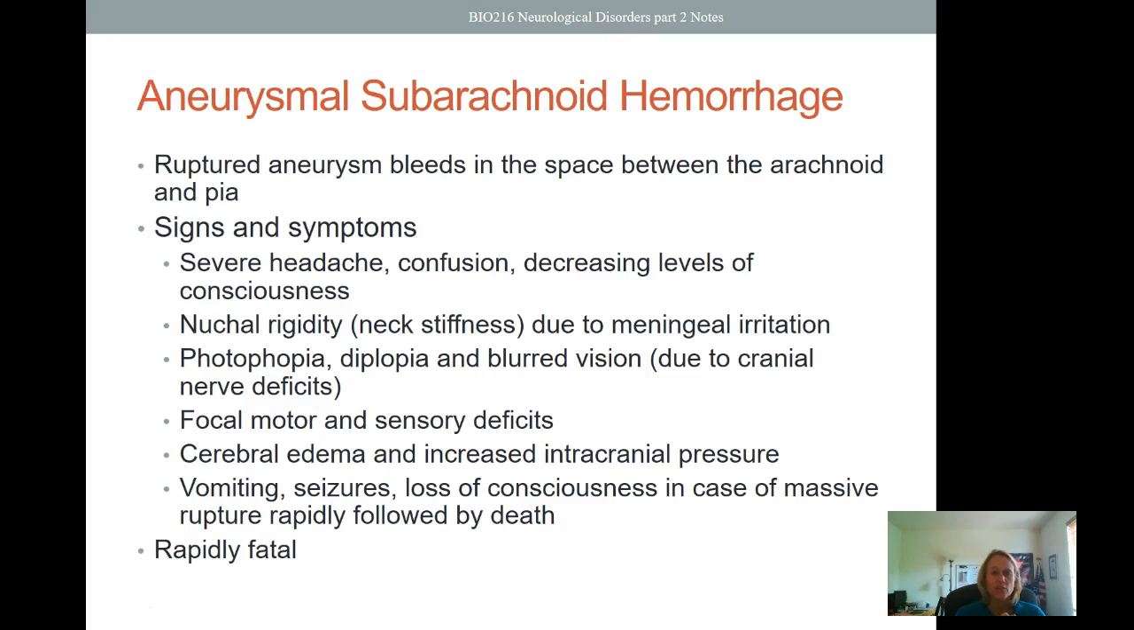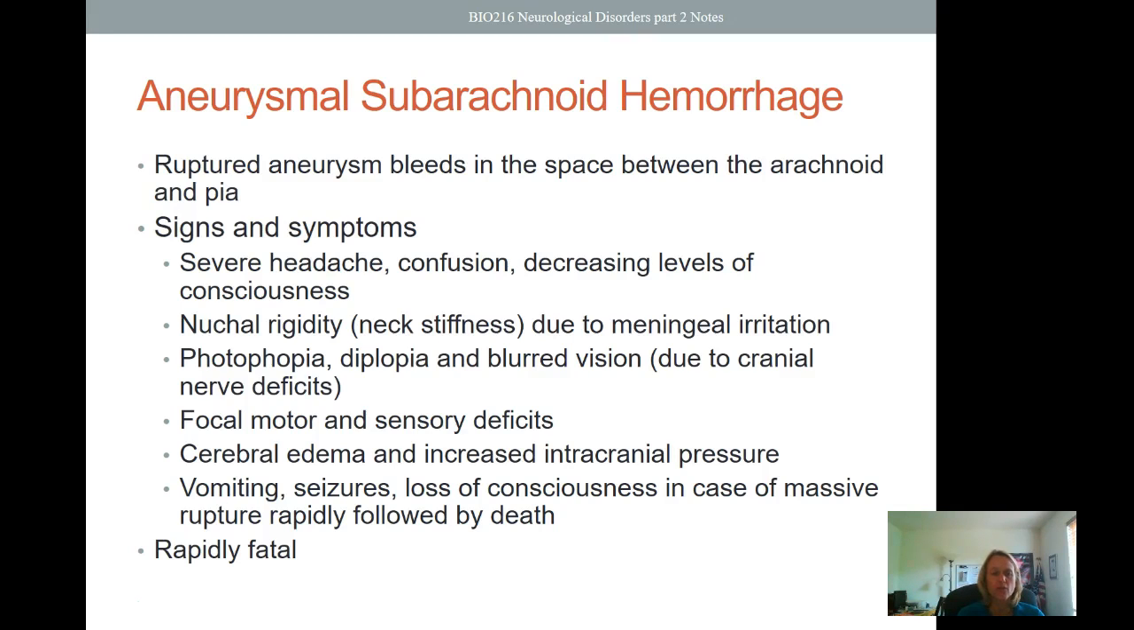A ruptured aneurysm can bleed into the space between the arachnoid and pia, resulting in a subarachnoid hemorrhage. Signs and symptoms include severe headache, confusion, and decreasing levels of consciousness. You get nuchal rigidity or neck stiffness, and this is due to irritation of the meninges, photophobia, diplopia, and blurred vision, and this is due to cranial nerve defects.